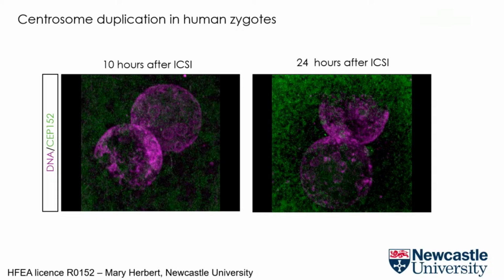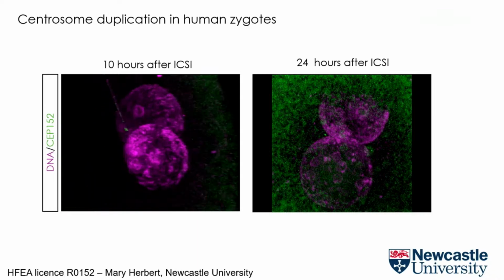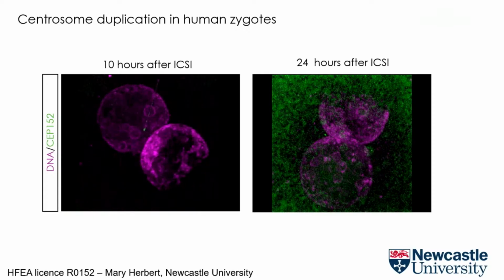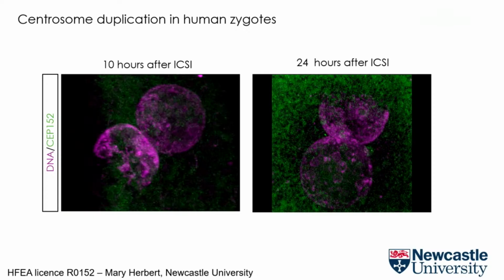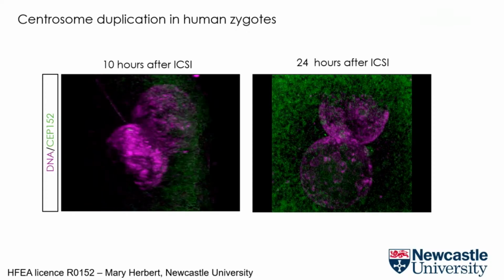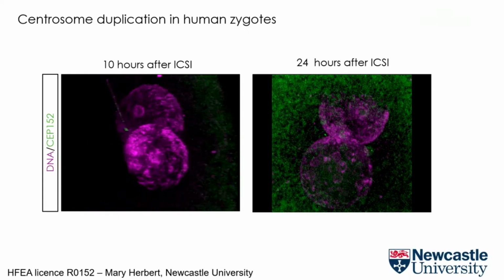So this part of the project was done in collaboration with Professor Mary Herbert in Newcastle, who has a license to actually produce human embryos for research, and we labeled centrosomes in human zygotes, and we could see that 10 hours after ICSI, there is only one dot of CEP152. CEP152 is a protein that is incorporated into the sperm-derived centrosome and initiates the duplication.